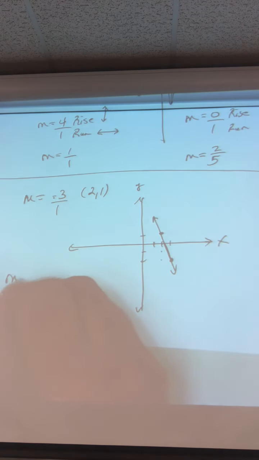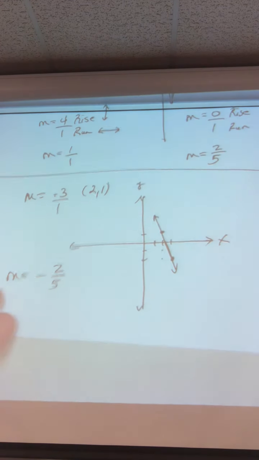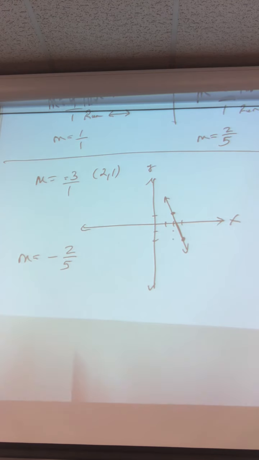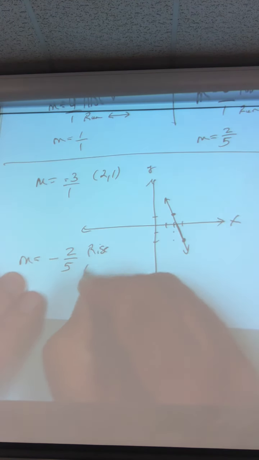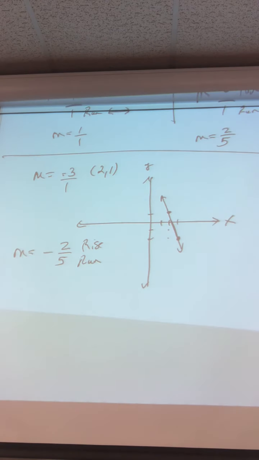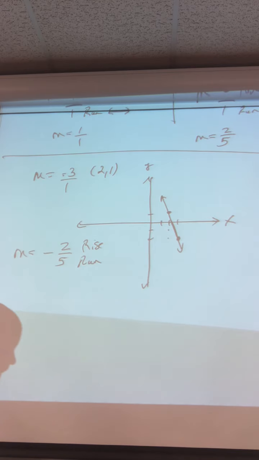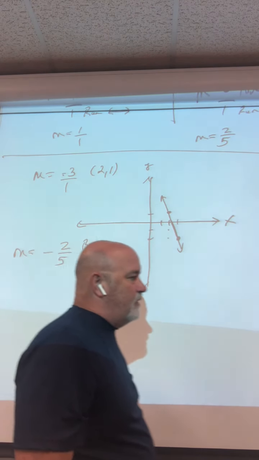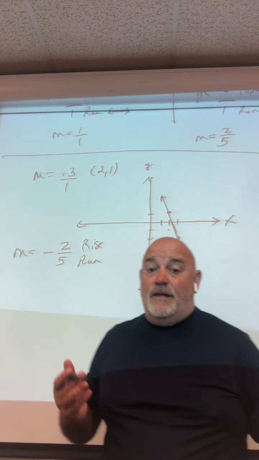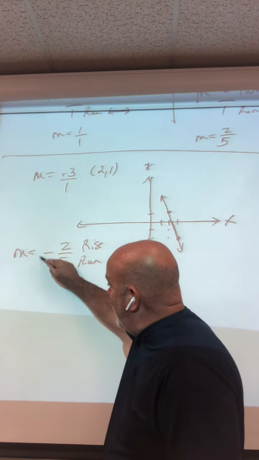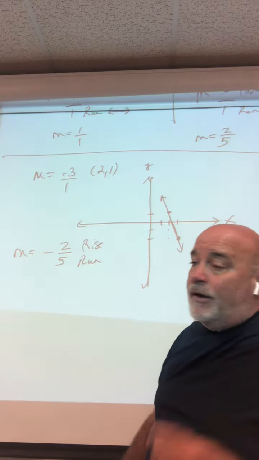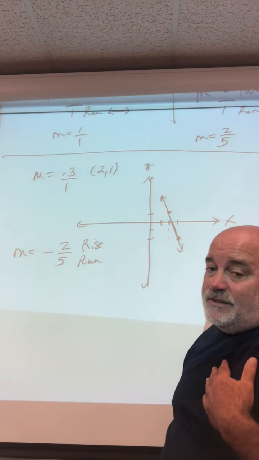Now, let me make one more comment. Let's suppose I had a negative 2/5 slope. Rise over run. If you have a negative 2/5 slope, this negative does not apply to both of these numbers. Why not? Because if you apply the negative to both of the numbers, what is a negative over a negative? It's a positive. So this negative does not apply to both of these numbers. Now you could apply it to either one, but here's my suggestion.